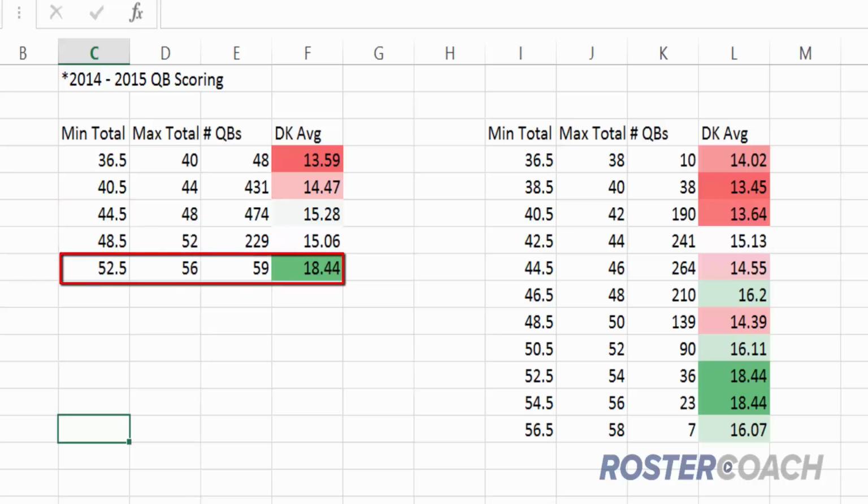Where we really see the biggest difference is once that total gets over 52. 52.5 to 56 total games have a huge increase in scoring, 18.44 points per game. So ideally, we're going to want to target quarterbacks that are in these kinds of games. Those games aren't going to happen every week. 52.5 points is a rather high total. But when they do happen, we really need to isolate those games and focus on them in terms of the quarterbacks that we're going to select for fantasy.